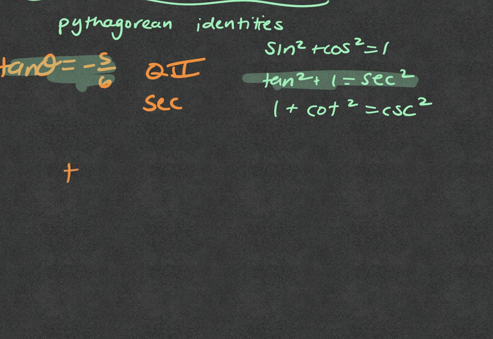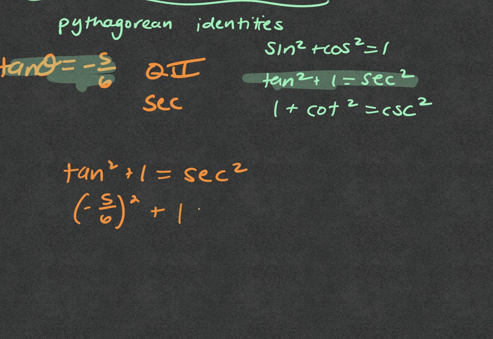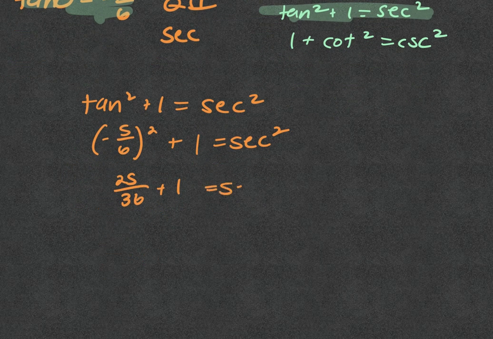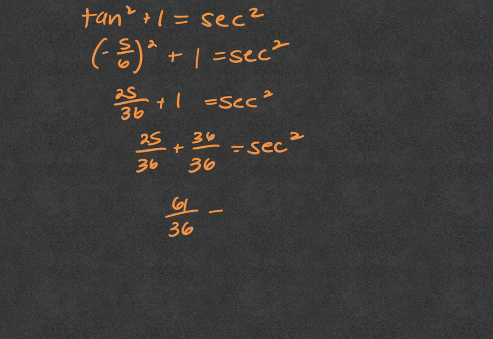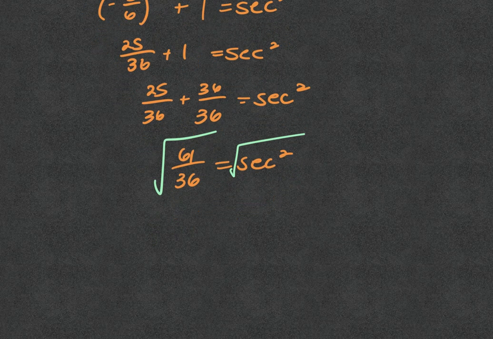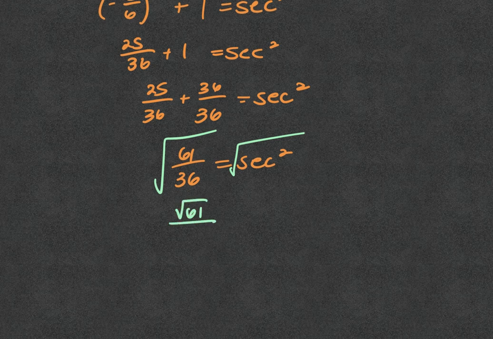So then I would say tan squared plus 1 equals secant squared. Negative 5/6 squared plus 1 equals secant squared. 25 over 36 plus 1 would equal secant squared. This would be 25/36 plus 36/36, and you get 61 over 36. And I square root both sides, and I get square root 61 over, don't forget to square root your denominator. You guys tend to do that a lot.